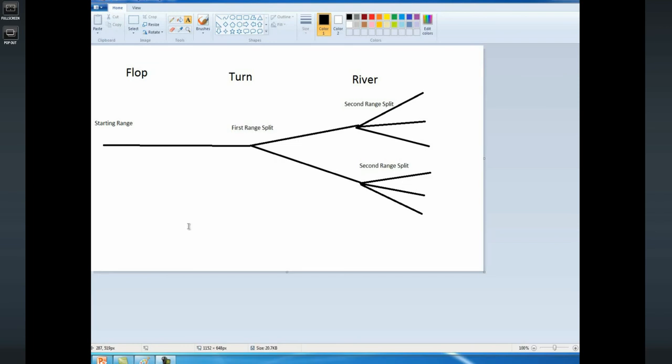And then in the next video, we're going to talk about where the second split occurs, which is on the river, where once we see the river card, we can once again have several bet sizing ranges. Maybe we'll have an overbetting range, a medium size betting range, and a small betting range. We can make the second split where we get to the river with a whole bunch of different sizings.